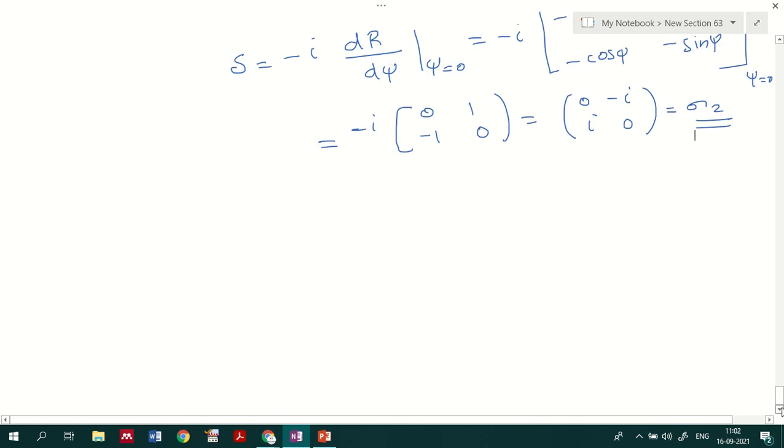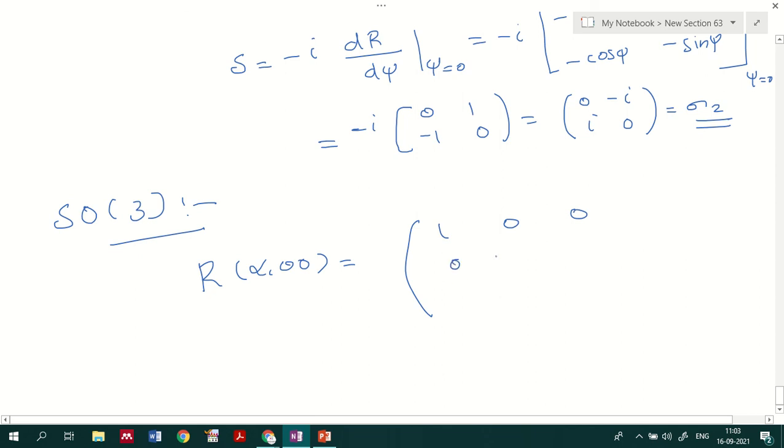ബാക്കി കാര്യങ്ങൾ നമുക്ക് പറയാം. ഓക്കെ, ഇനി ഞാൻ SO(3)ൻ്റെ കേസ് എടുക്കുകയാണെങ്കിൽ, ഇവിടെ ജനറേറ്റർ നോക്കുകയാണെങ്കിൽ, ഇവിടെ R of alpha എടുക്കുക അല്ലേ. R of alpha 0 0 എടുക്കുകയാണെങ്കിൽ we'll have 1 0 0, 0 cos alpha sin alpha, 0 minus sin alpha cos alpha. ഓക്കെ, സോ ഇതാണ് ഇതിൻ്റെ റെപ്രസെൻറ്റേഷൻ എന്ന് പറയുന്നത്.